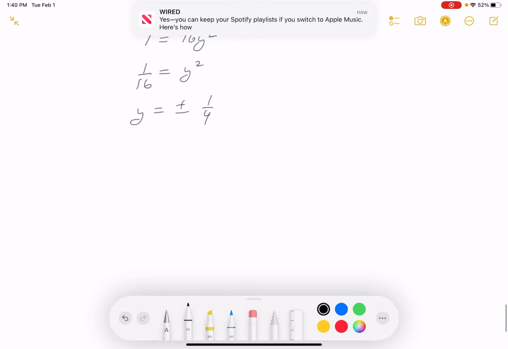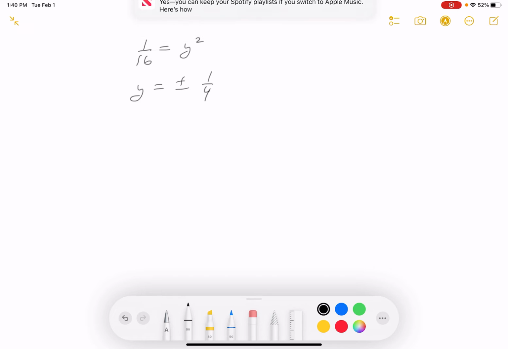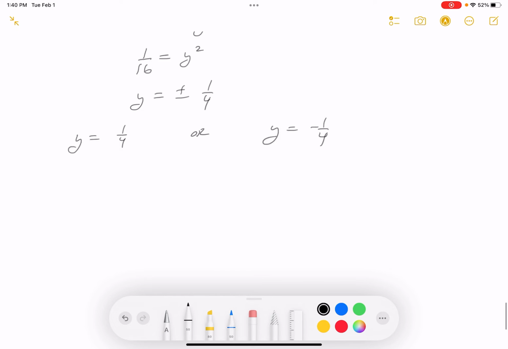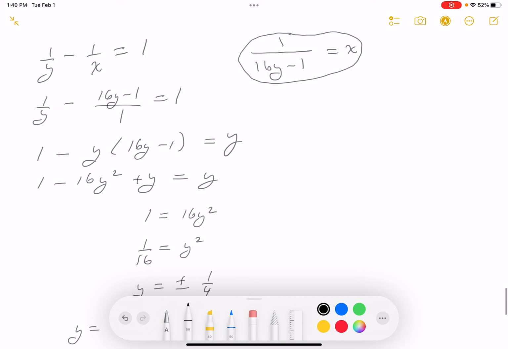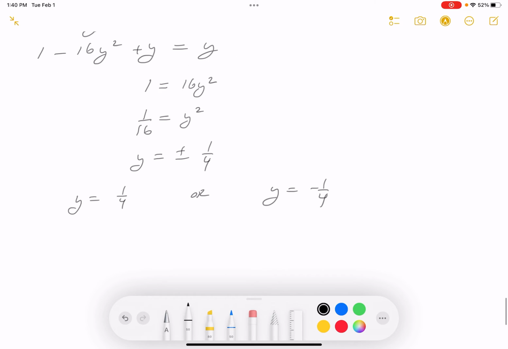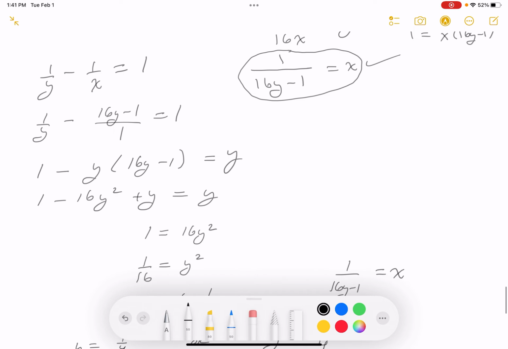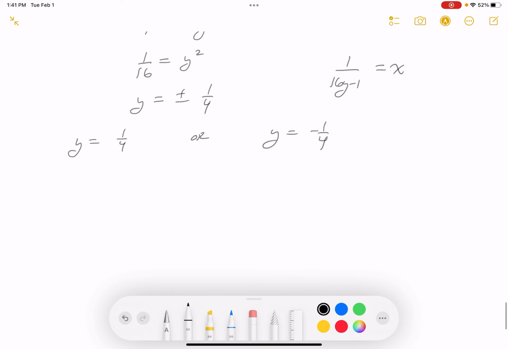All right? So what I want to do, and I'm going to write it down, there's two different things I have. I have y equals 1/4, or y equals minus 1/4. Now, I want to do one at a time. I want to go backwards, and someone says, why is that? I'm still looking at this over here, and that's going to be 1 over 16y. I'll write this down. 1 over 16y minus 1 is equal to x. Again, I'm still looking at this over here. And I can write x down in both cases now.